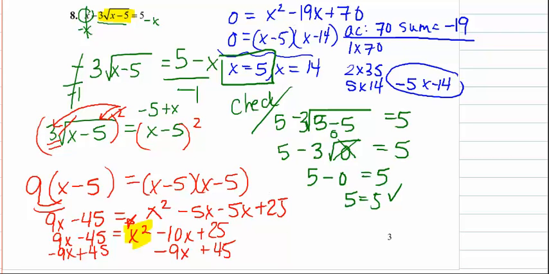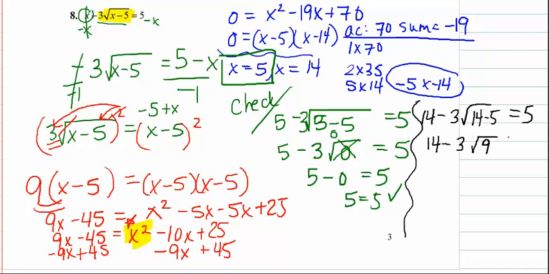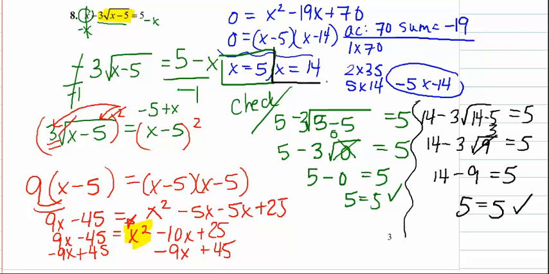So now let's go ahead and check the other solution that we got, which was 14. So I have 14 minus 3, square root of 14 minus 5 equals 5. 14 minus 3 square root of 9 equals 5. Now the square root of 9 is 3, so 3 times 3 is 9. 14 take away 9 is 5. So this is a situation where both of our values do work for the original equation.